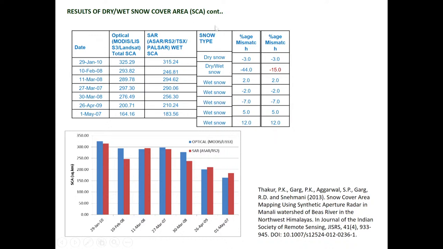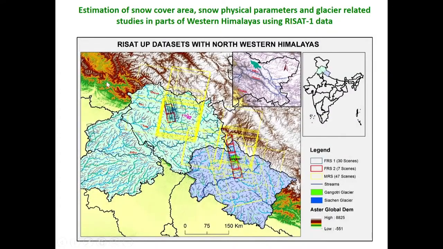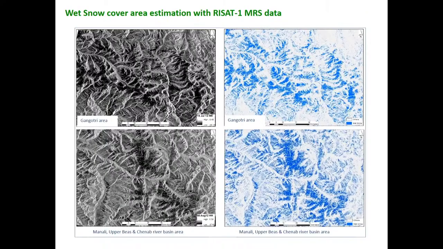So this kind of analysis we have done, and we have published this analysis in this particular reference. You can follow this reference, and you can further study the estimation of snow cover area, wet snow cover area, and dry snow cover area. Using the Resourcesat-1 data, ISRO's Resourcesat-1 data, we have also done some similar kinds of studies for different river basins in India.